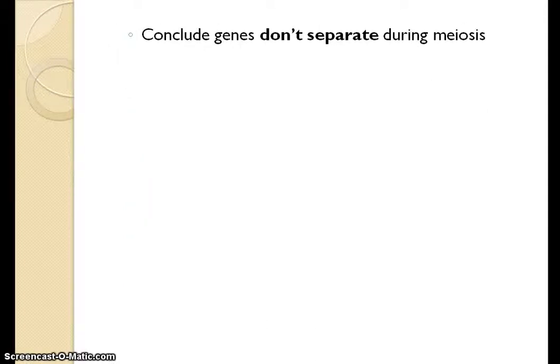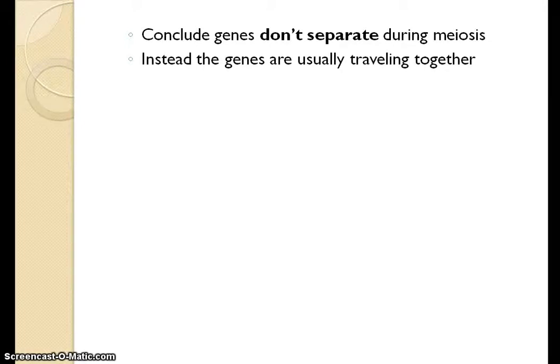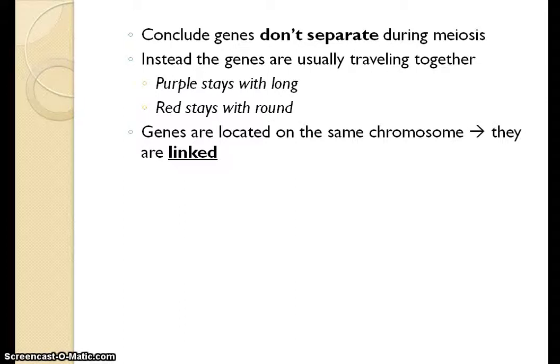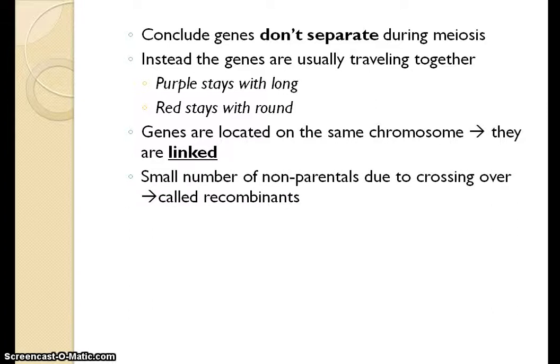The conclusion from this experiment is that these genes did not separate during meiosis like we have seen before. Instead, the genes actually looked like they were traveling together. The purple stayed with the long and the red stayed with the round. The genes then were determined to be located on the same chromosome. We call this linked. Because they traveled together, they must be traveling together on the same chromosome. However, there were a small number that mixed up, a small number of non-parentals.